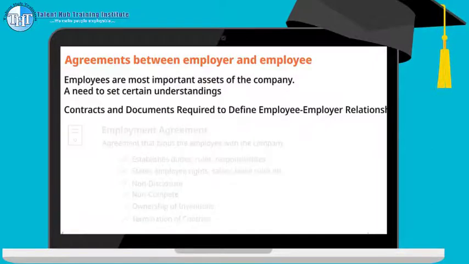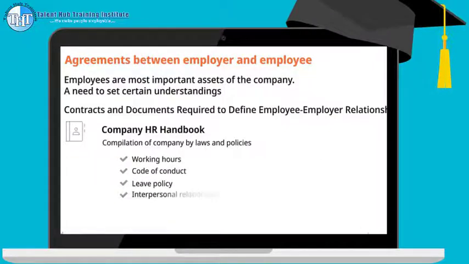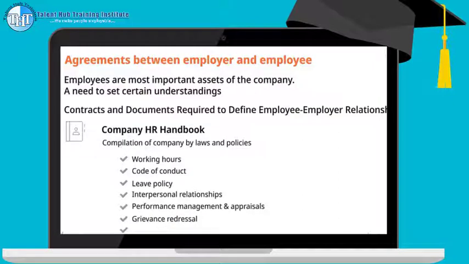The company HR handbook. By laws and policies, the HR book is a compilation of company bylaws and policies and all aspects of internal relations of the members. It includes the rules regarding working hours, code of conduct, leave policy, interpersonal relationships, performance management and appraisal, grievance redressal, intellectual property, etc.